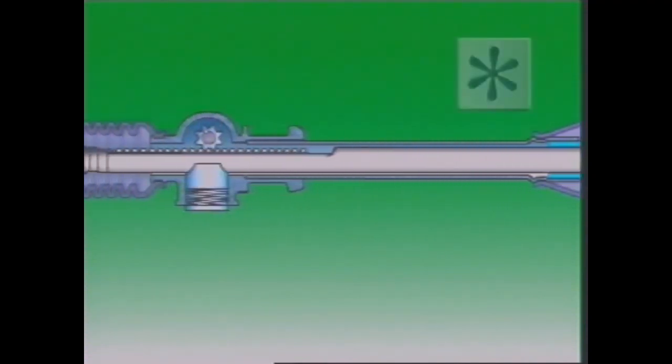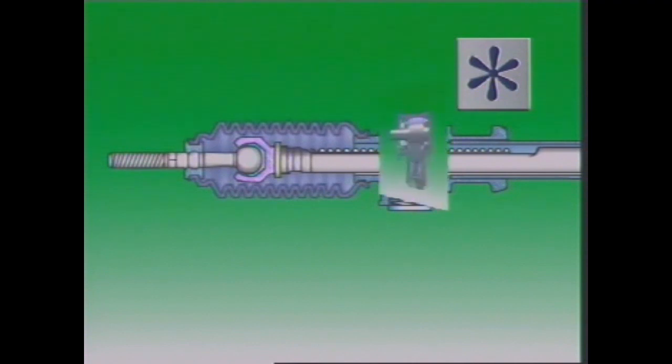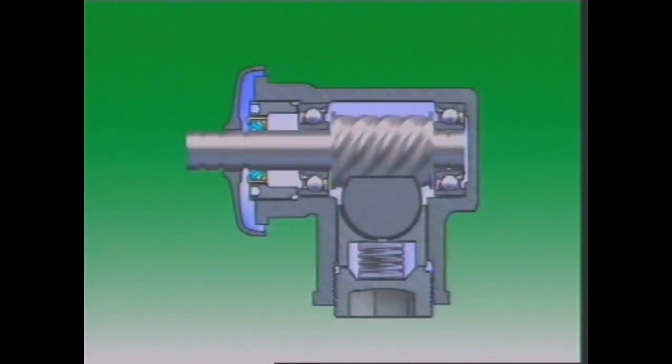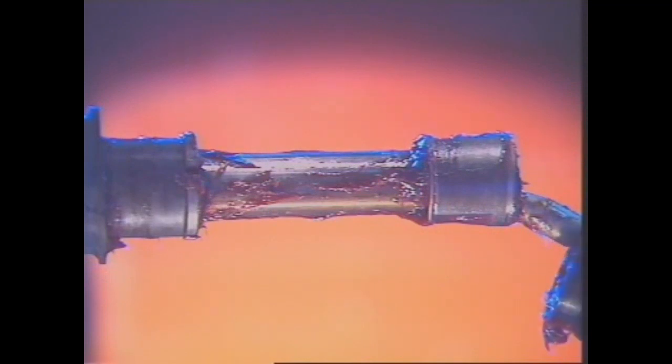Nylon is used because it has a low coefficient of friction and low wear rates. The pinion is supported by two bearings in the rack housing. These bearings are pre-loaded to keep the pinion in the correct position relative to the rack and to eliminate free play. A rack and pinion steering box is normally lubricated by grease.